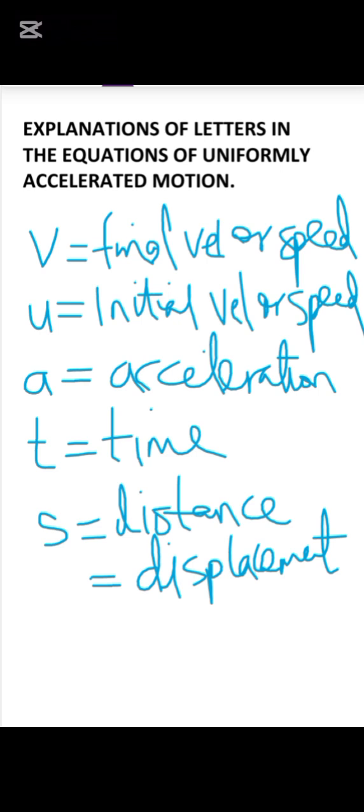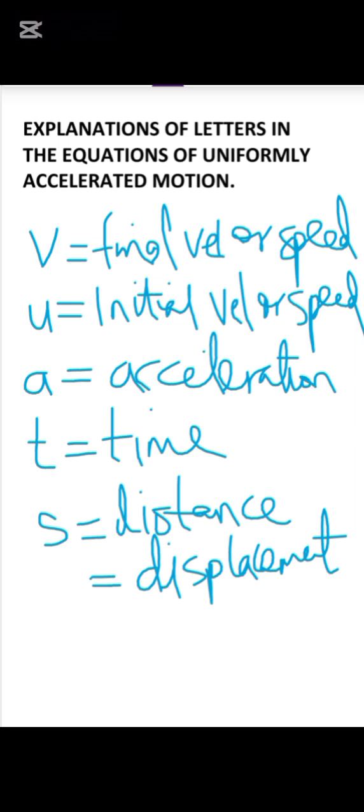So these are the letters we have in the equation and then their meanings. Of course, this first one, V, the final velocity or the final speed, you know that speed is measured in meters per second. Then U, which is the initial speed or initial velocity, is also measured in meters per second. Speed, whether it is a final speed or initial speed, is measured in meters per second.